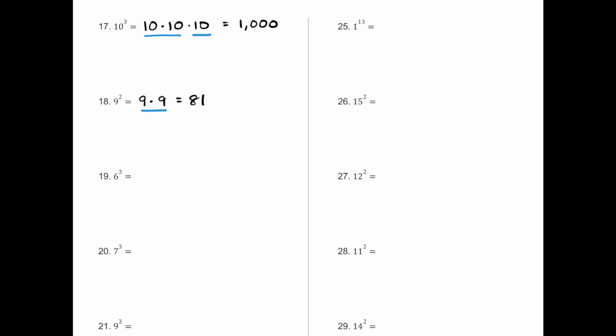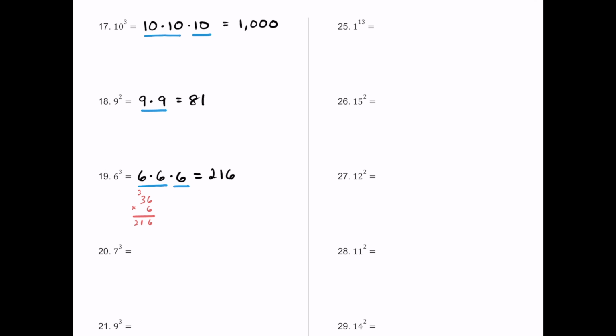For number 19, we have 6 cubed, or 6 to the 3rd power. That's going to be 6 times 6 times 6. And so the first two 6s equal 36, and 36 times 6, I believe that's 216, but let's go ahead and just double check that. So 6 times 6 is 36, carry the 3. 6 times 3 is 18, plus 3 is 21. So that's going to be 216.